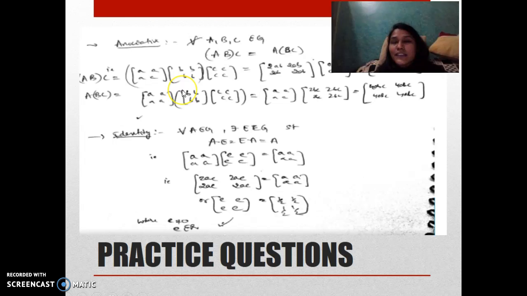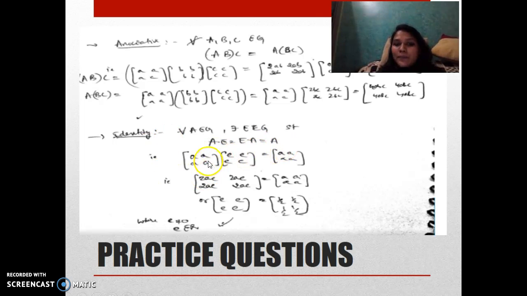Now the next thing is to prove identity. So identity means that you will have to assume some identity element called capital E, which will look like [e e; e e], with small e. Okay, and you have to prove that A dot E will be equal to A, and you have to find that identity element. Okay, so here see, can you look at my cursor? A dot E is equal to E dot A is equal to A.